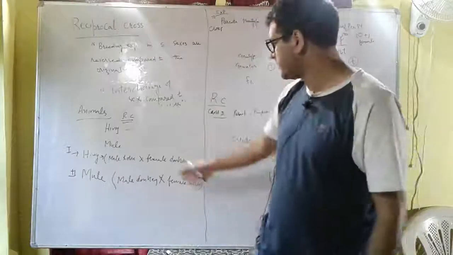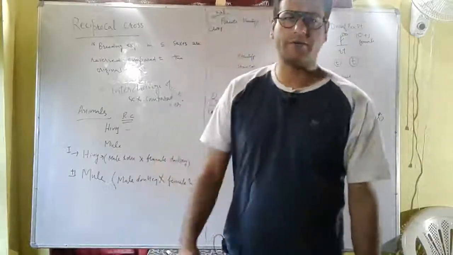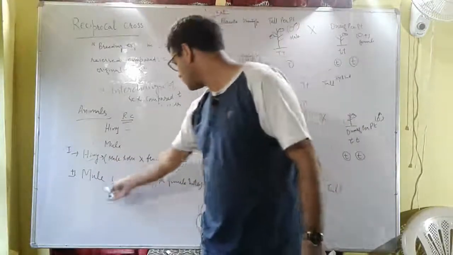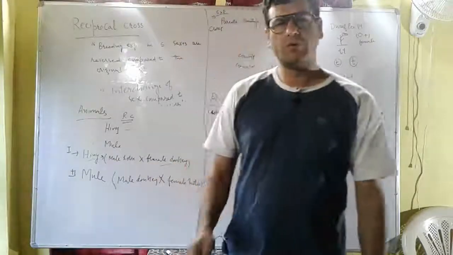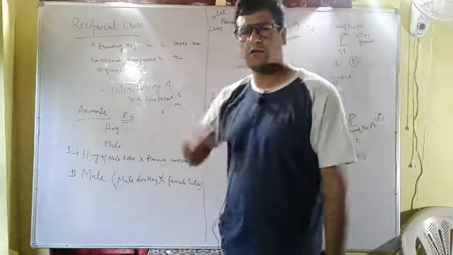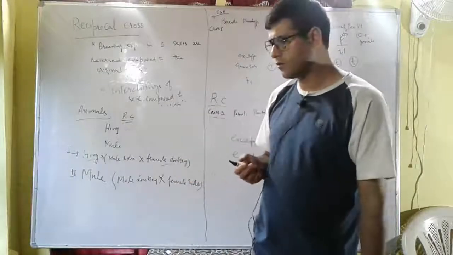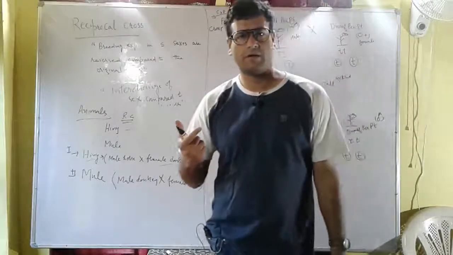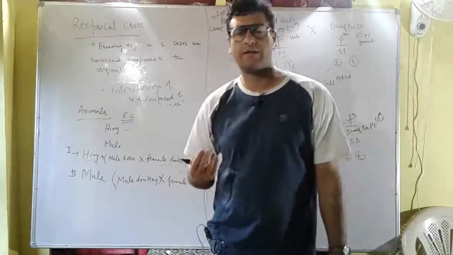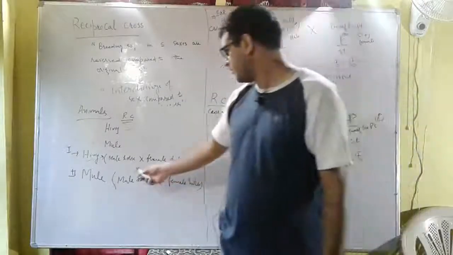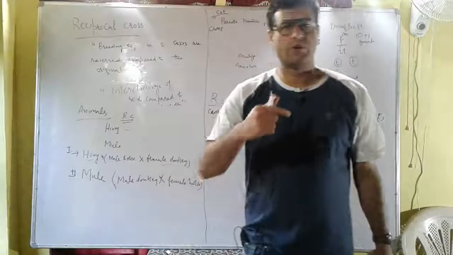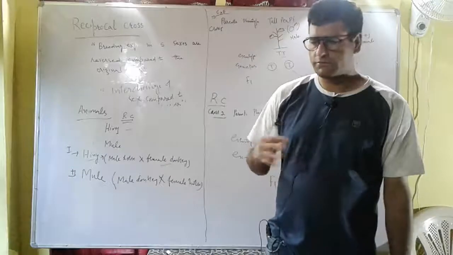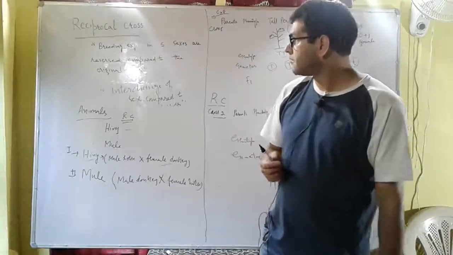and the hinny and the mule have clear-cut phenotypic differences. The hinny is donkey-like and the mule is horse-like. Both are sterile, but they are produced as a result of reciprocal crosses. The hinny is produced by the cross between a male horse and a female donkey, and the mule is produced by the cross between a male donkey and a female horse. These are the outcome of the reciprocal crosses.